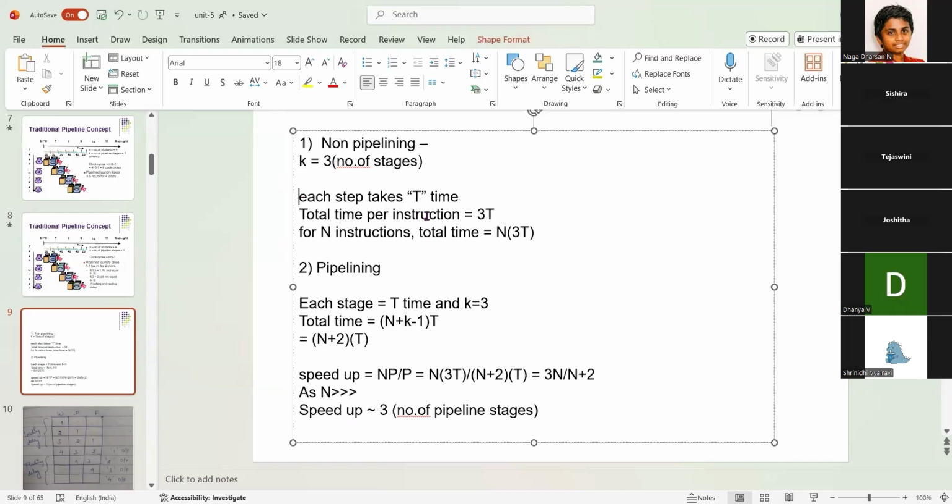So the total time taken for one instruction is 3t, right? In speed up, we always consider it in terms of the time taken. So for n instructions, the total time is n into 3t, right? This part is clear, no?